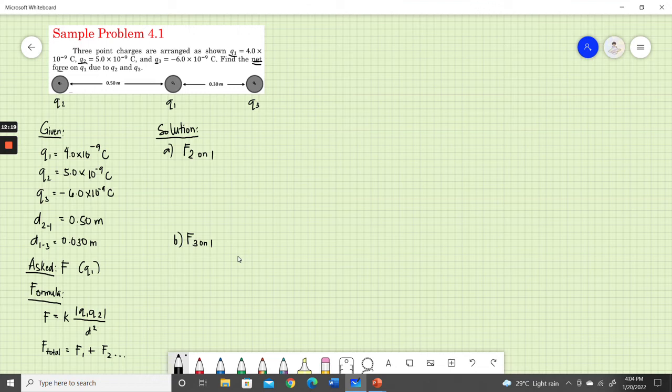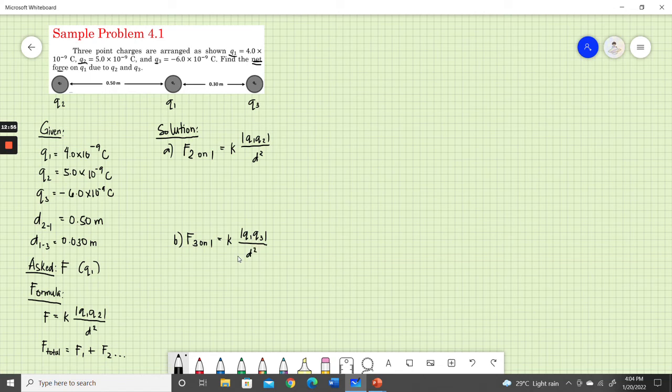And how are we going to measure this? Again, we just have to use Coulomb's law. So F2 on 1 is basically equal to K multiplied by the absolute value of Q1 and Q2 divided by their distance squared. Same thing for F3 on 1: K multiplied by Q1, Q3 divided by their distance squared.